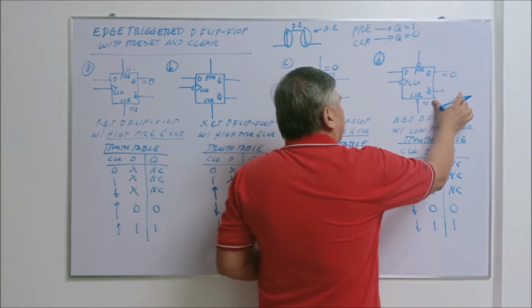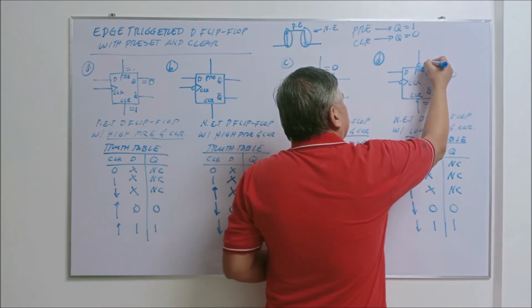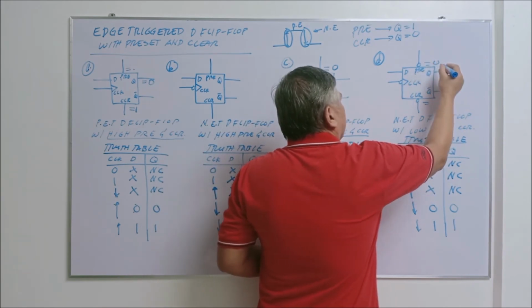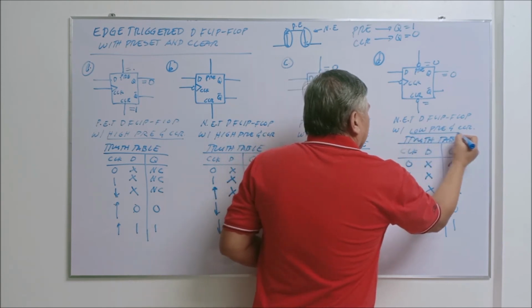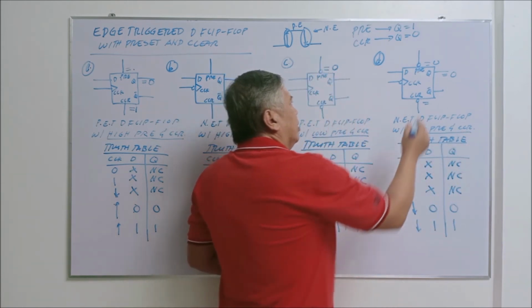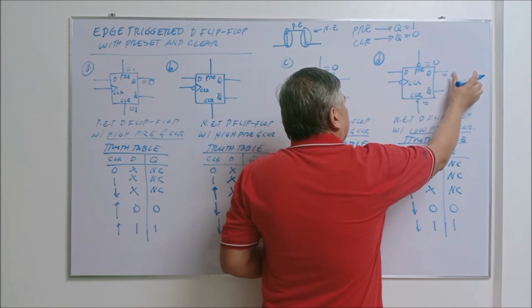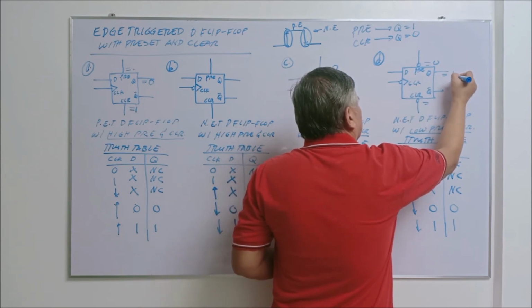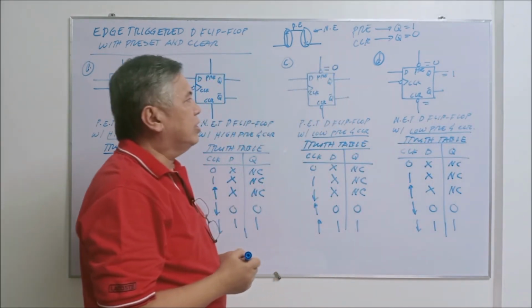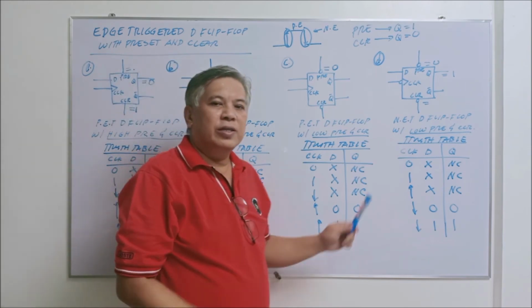But if we use preset equal to 0, why 0? Again, because it is low, preset, and clear. So if we use preset, then our initial Q here will start at 1. So that is how we interpret the symbol.